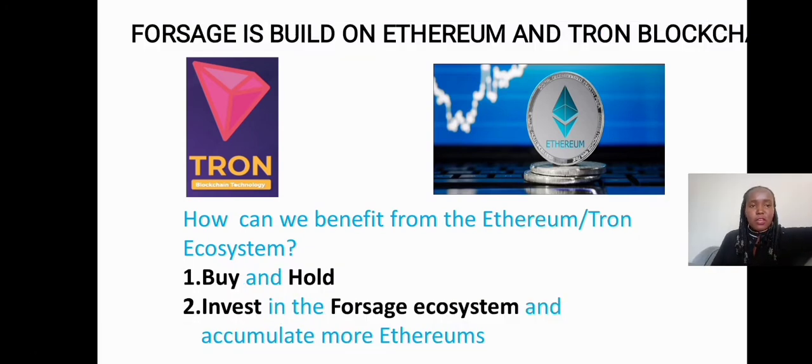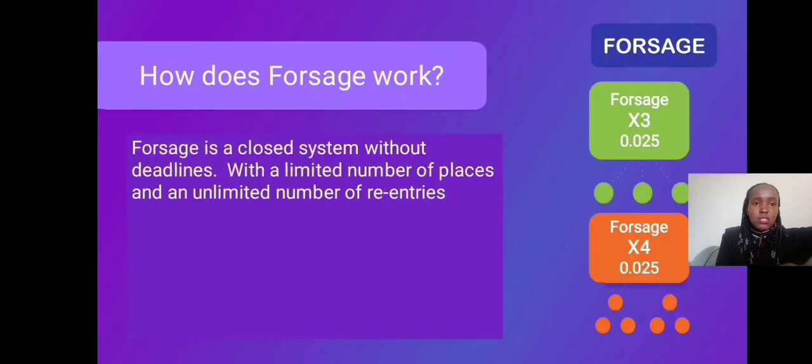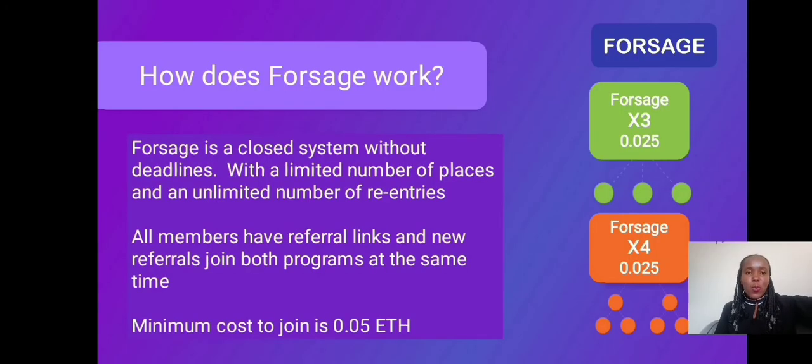How can we benefit from the Ethereum or Tron ecosystem? As I said, you can benefit from cryptocurrencies by buying and holding. Secondly, you can invest in the Forsage ecosystem and accumulate more Ethereum. And that is what we are going to discuss today. How does Forsage work? Forsage is a closed system without deadlines, with a limited number of places and unlimited number of reentries. Forsage has two programs, that is Forsage X3 and Forsage X4.